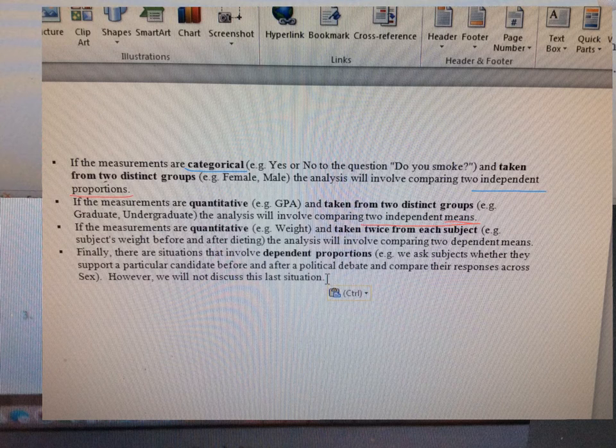If the measurements are quantitative, the same as the previous one, so it would be like a weight or a grade or something, and they're taken twice from each subject, so that would be like your NHL players, you're taking their weight at the beginning and the end of the season, then you are going to be comparing two dependent means, because those two measurements are coming from the same people each time. And then we have dependent proportions.